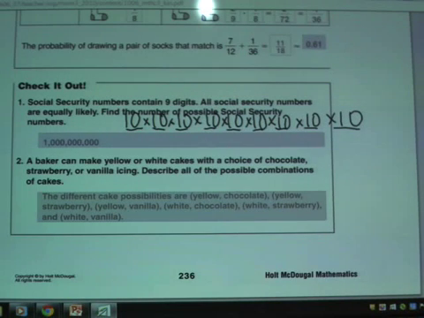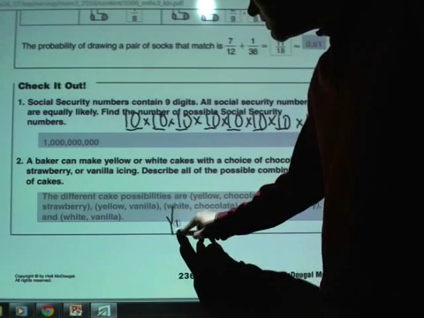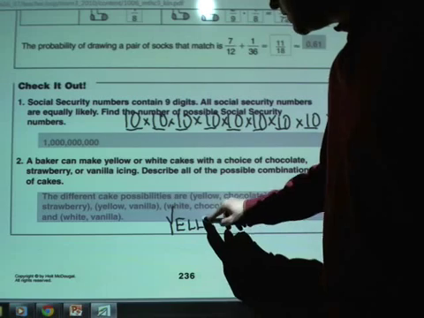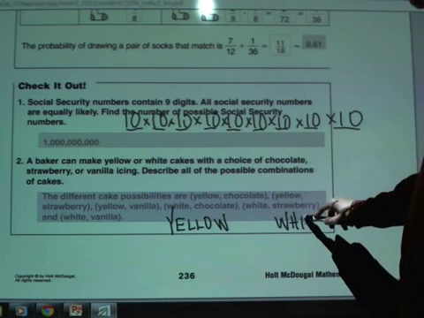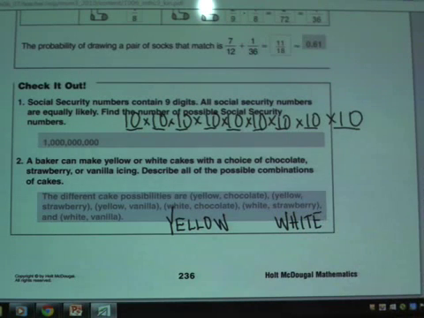We know we can make a yellow or white cake. So that's my first choice. So I'm going to list a level that lists yellow and white. Now, after I get yellow or white, I can then get three types of frosting: chocolate, strawberry, or vanilla. So underneath each one of those now, I have to list my next list of possible combinations there. So chocolate, strawberry, or vanilla under each.